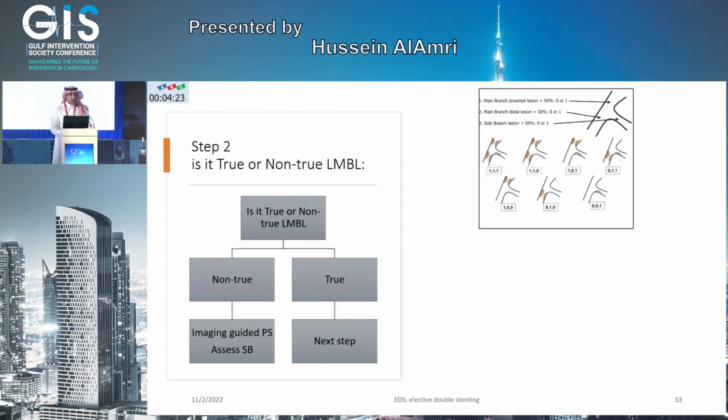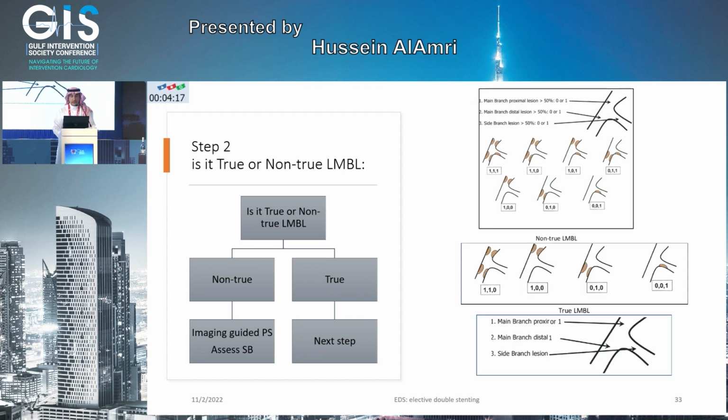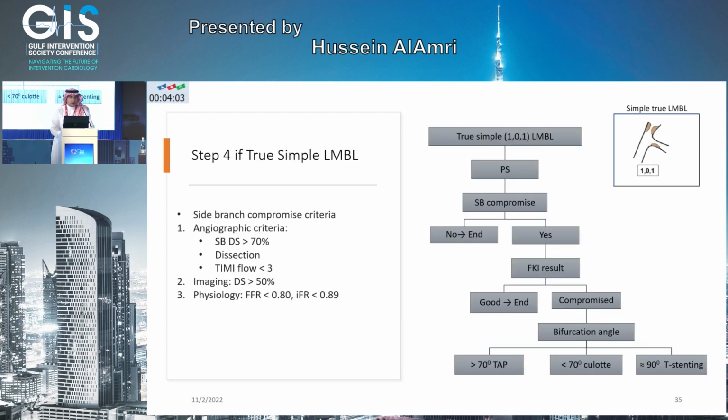The first question to ask yourself: is it true or non-true? If non-true, then it's provisional stenting. Second, if it's true, then you go for whether it's complex or not. If it's simple, which is 101, then you treat it with provisional stenting. If it's complex, then you look at the side branch ostium, you look at the side branch lesion length and other criteria that define high-risk lesion, and according to that, you plan your strategy.